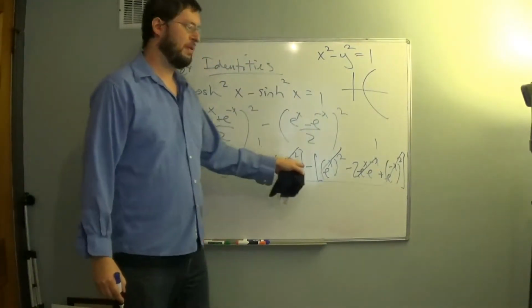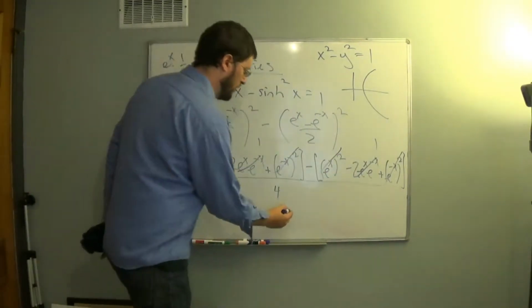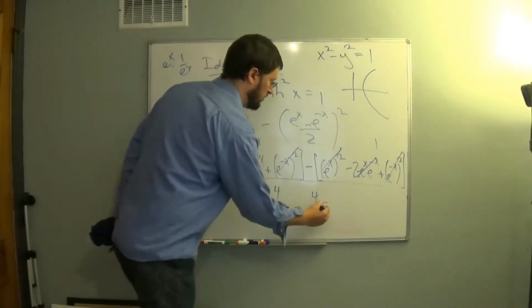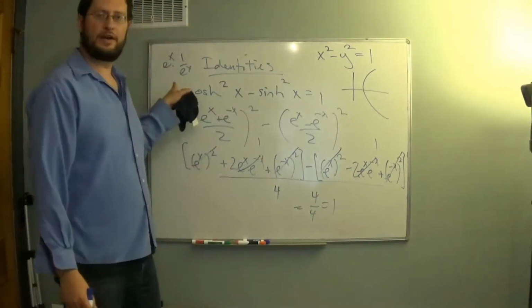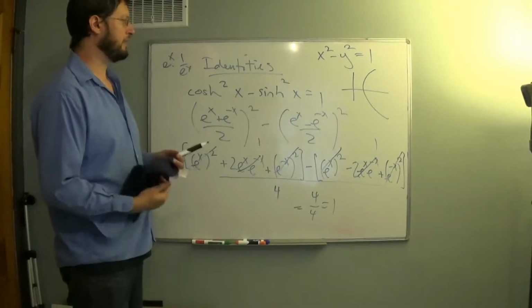And I get 2 minus negative 2, which is 4. So I get 4 over 4, which is 1. Verifying this hyperbolic trig identity.